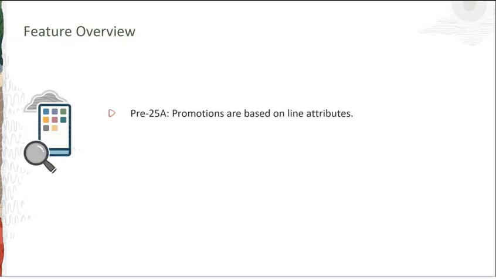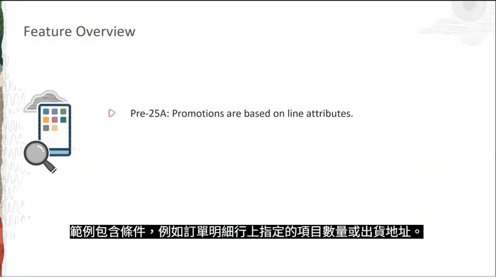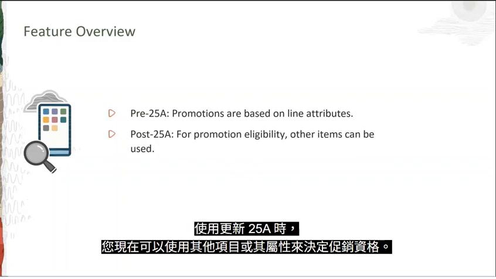Before Update 25A, promotions could only be configured based on attributes of the order line itself. Examples include conditions such as quantity of the item or the shipping address specified on the order line. With Update 25A, you can now use another item or its attributes to determine promotion eligibility.